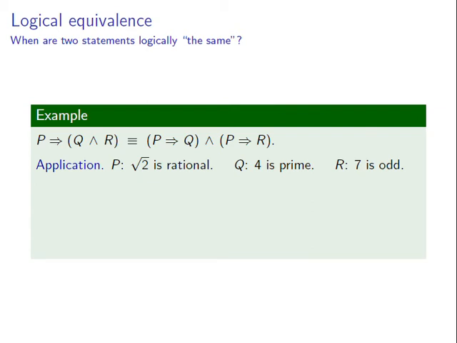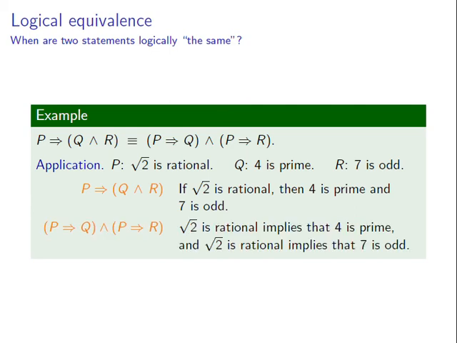To illustrate, suppose that P is the sentence, the square root of 2 is rational, Q is the sentence, 4 is prime, and R is the sentence, 7 is odd. The sentence, if the square root of 2 is rational, then 4 is prime and 7 is odd, is the statement P implies both Q and R. This is equivalent to the sentence, the square root of 2 is rational implies that 4 is prime, and the square root of 2 is rational implies that 7 is odd, which is the statement P implies Q and P implies R.